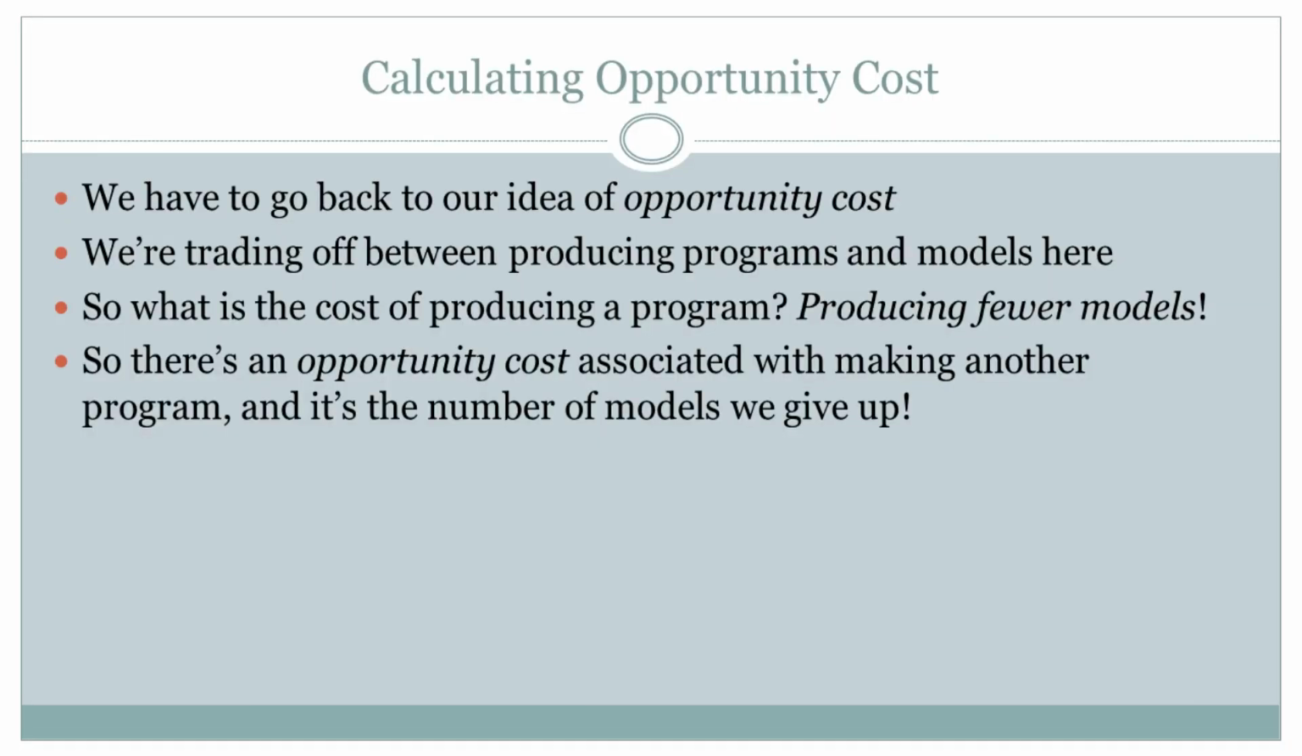So let's think about what we're doing here. We have a fixed amount of time, and we can spend it either making programs or models. Okay? So what's the cost of producing a program? What does it actually cost us? Now, there's not really a dollar figure that it costs us, right? We're not spending any money here. What it really costs us is the opportunity cost. We are giving up the opportunity to instead spend that time making models if we want to make a program, right? So how do we calculate out what we're giving up?